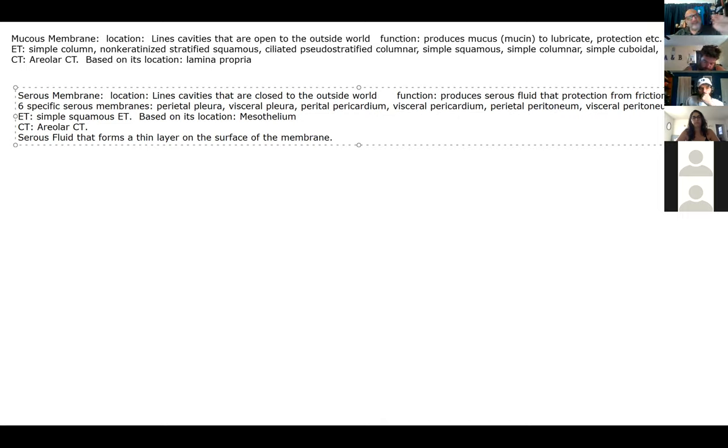So that thin layer of serous fluid that sits on top of a serous membrane gets a name based on its location. And the name we call that thin layer of serous fluid that sits on top of the serous membrane is transudate. I warned you there was a lot of vocabulary in this one. This was why we didn't do this at the end of class last time, because I knew this was going to be dense material because there's a lot of information. We've done it here with all the words.